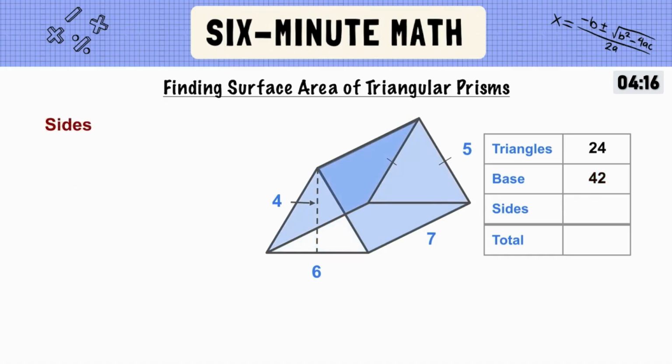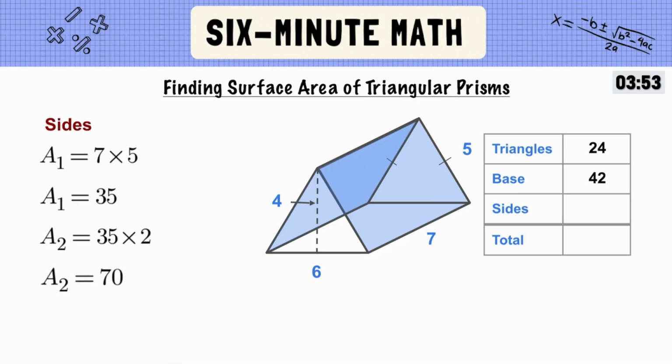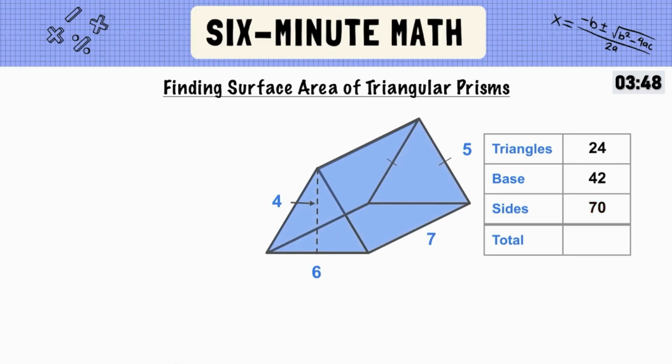And then I need to find the sides. To find the sides, we still have rectangles, so we're doing length times width, which is 7 times 5. One of those rectangles is 35. And both of those rectangles are the same, as given by these hash marks, so I'm going to multiply that by 2. And both sides is equal to 70. And then to find total surface area, I would add these up. 24 plus 42 plus 70 is 136.